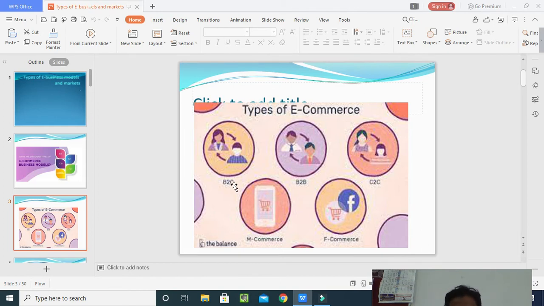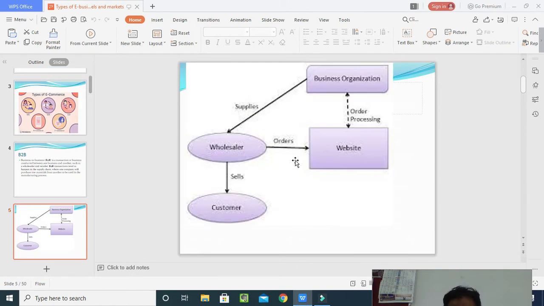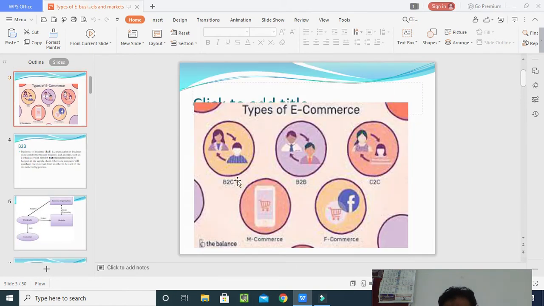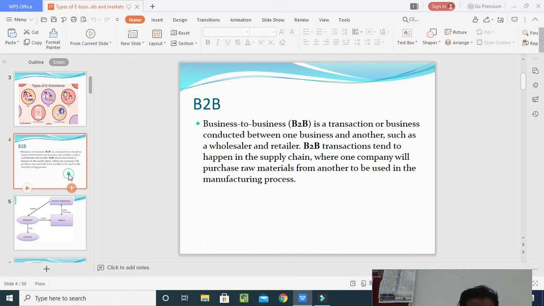You will get what you mean by B2B, business to consumer, consumer to consumer, m-commerce, f-commerce, all these things are there. Now, what do you mean by business to business? Once again, we will learn with this topic. Business to business is a transaction between one business and another business, such as a wholesaler and a retailer. Both are business people, they are running the business.